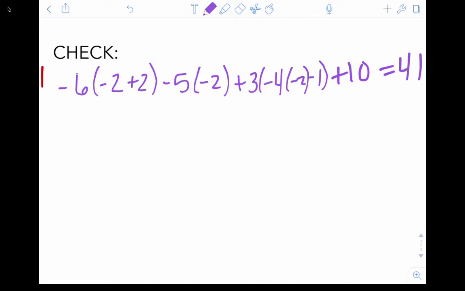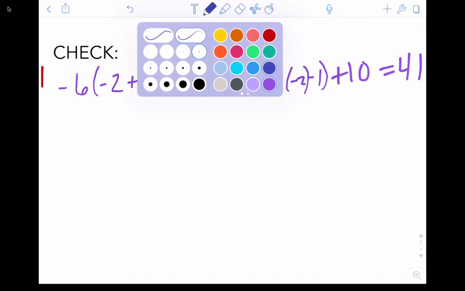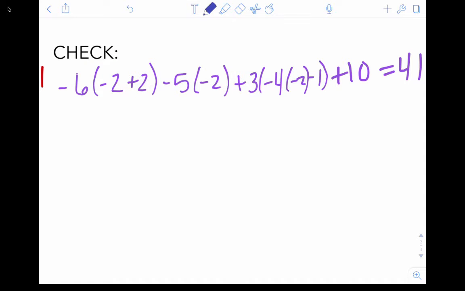All right, so I'm going to zoom in on this, and I'm going to work on the left side of my equal sign, and I'm going to follow my order of operations. So order of operations tells me I need to work in the parentheses first. So I'm going to look inside the parentheses that have operations in them. So that would be these two right here. I have negative 2 plus 2, which is 0. I'm going to continue, and I'm going to copy down as I'm working left to right.